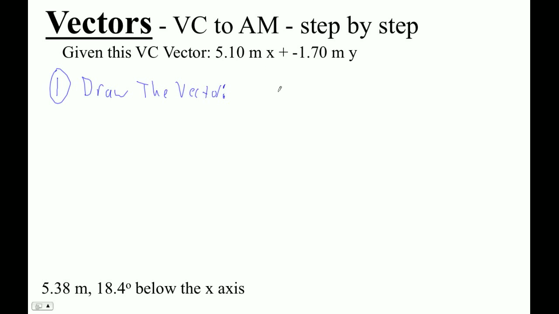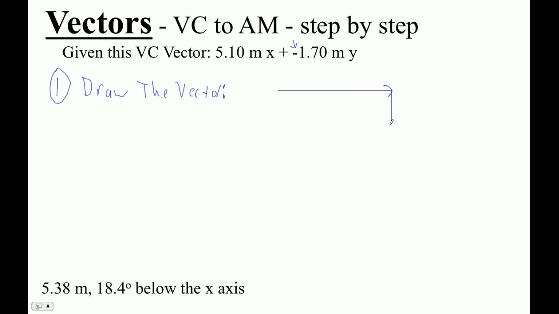I'm going to make them arrows. So first I'm going to go to the right, 5.10 meters, and I'm not going to measure this. I could do that. I could measure that and make that 5.10 centimeters or something. And then notice that this is negative, so the y one sprouts off of the tip of the x one. I always draw the x first and the y second, but you don't have to.